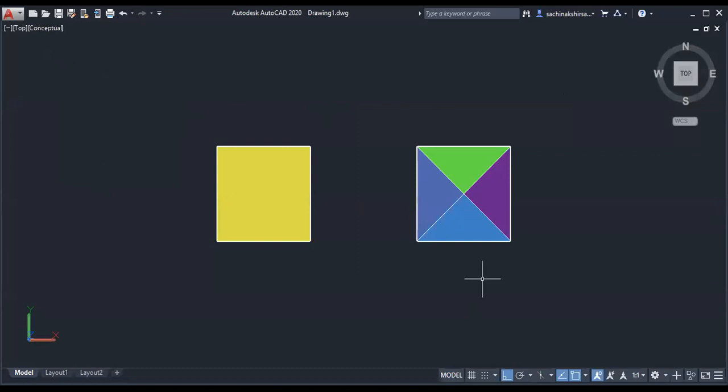So why should we join? Are you getting it? Why should we join the diagonals of the pyramid in its top view? What is the correct technical answer? Change of surface. These four surfaces are different. Surface number 1 is different, surface number 2 is different, and likewise. That's why it is necessary to join these surfaces.